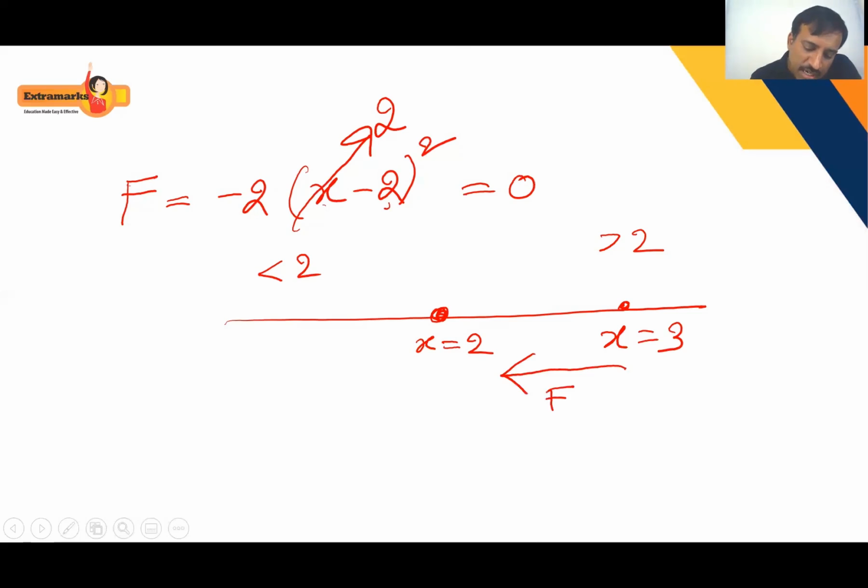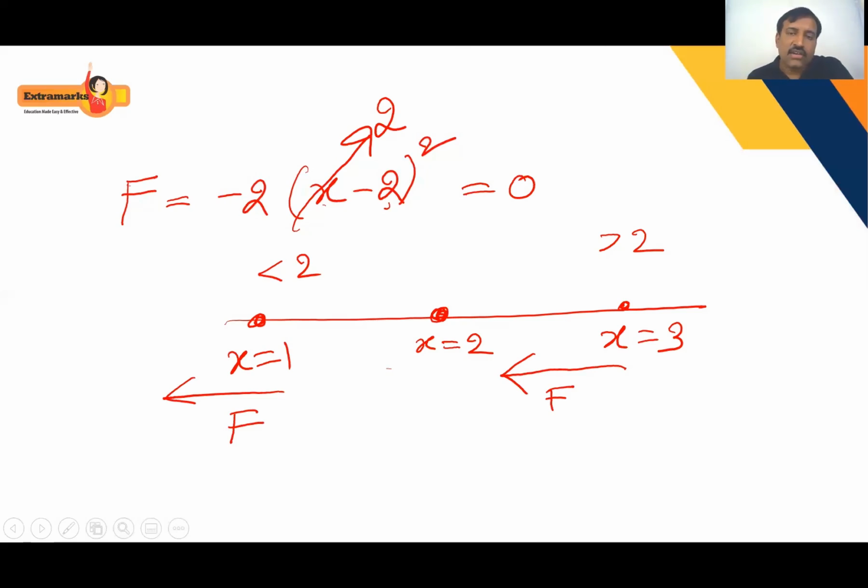Okay, fine. At x is equal to 1: 1 minus 2 is minus 1, minus 1 whole square is 1, 1 into minus 2 is minus 2. Means here force is still acting in the same direction. So it was not reverting. So this is to be understood.